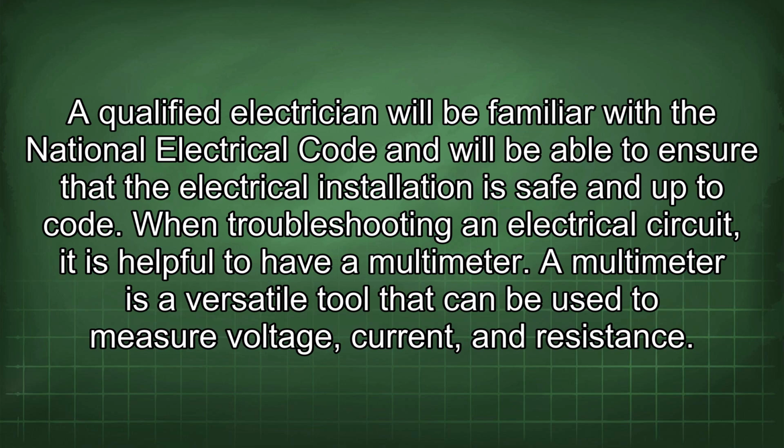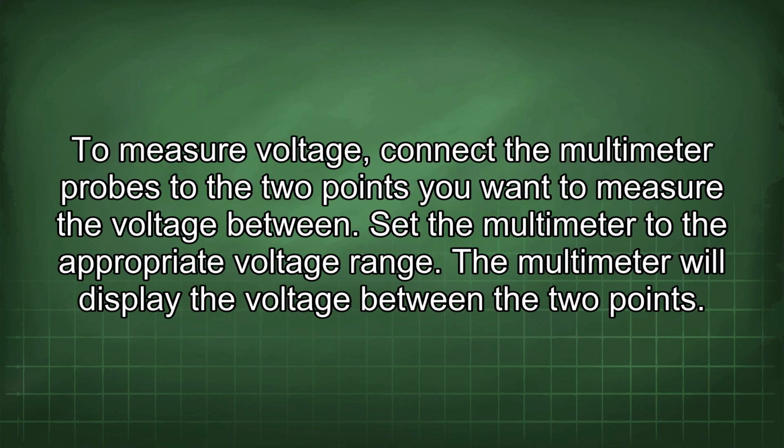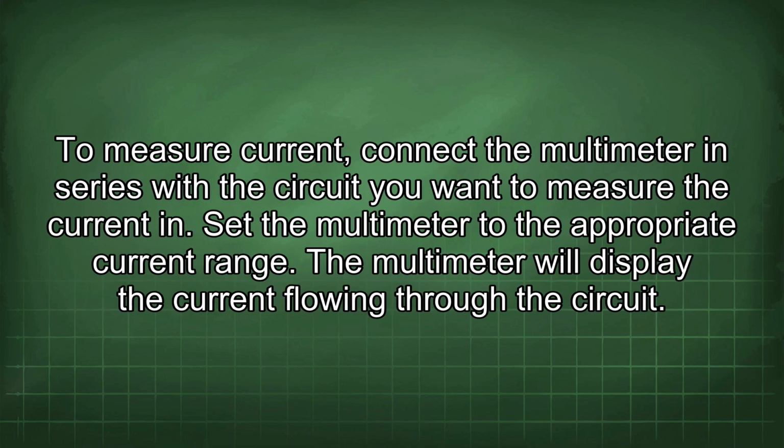When troubleshooting an electrical circuit, it is helpful to have a multimeter. A multimeter is a versatile tool that can be used to measure voltage, current, and resistance. To measure voltage, connect the multimeter probes to the 2 points you want to measure the voltage between. Set the multimeter to the appropriate voltage range. The multimeter will display the voltage between the 2 points. To measure current, connect the multimeter in series with the circuit you want to measure the current in. Set the multimeter to the appropriate current range. The multimeter will display the current flowing through the circuit.